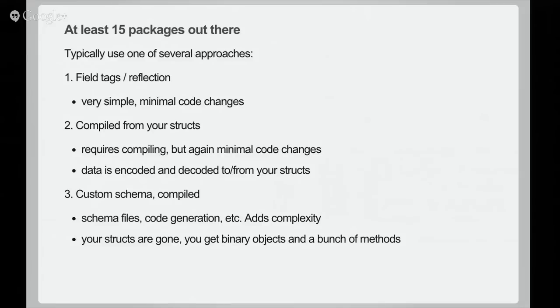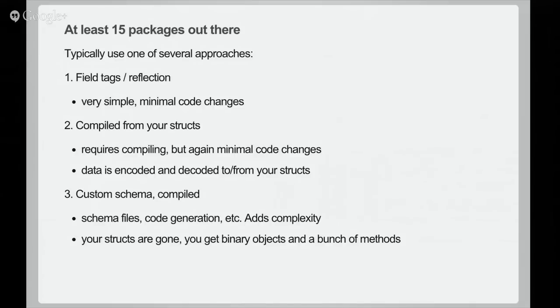So the second option is to actually compile encoding code from your code. So that essentially looks at your data structure and creates code that does the encoding for you. So that's actually quite a bit faster, and you can use your structs as your data format and compile the code that you need to do your encoding.